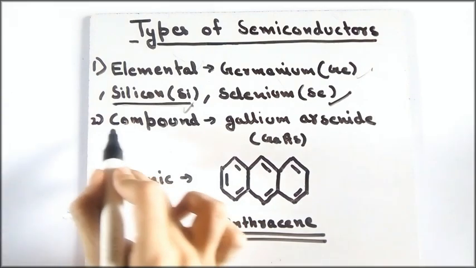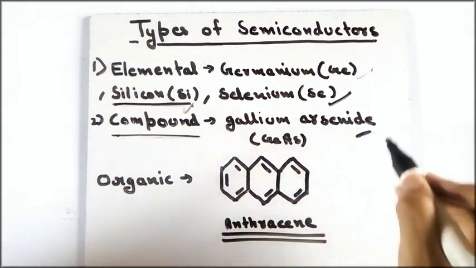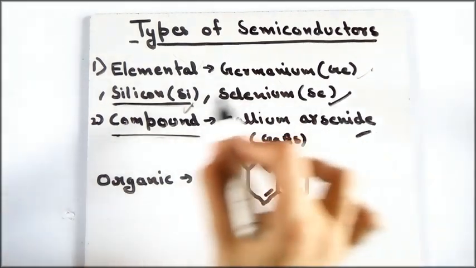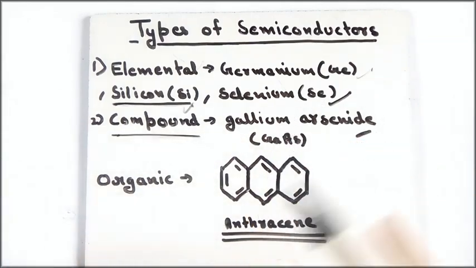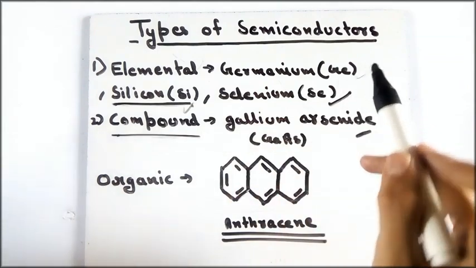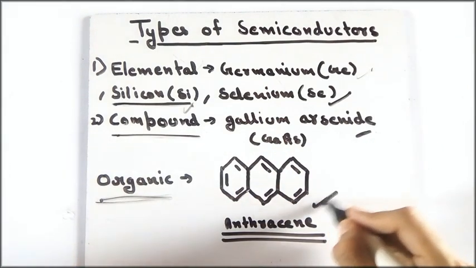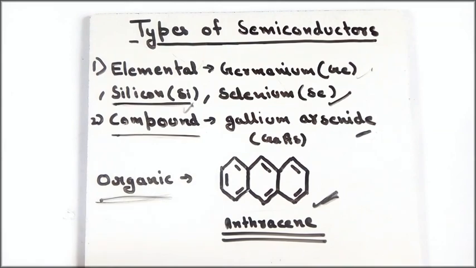Now there are compound semiconductors. For example, gallium arsenide, GaAs. This is a compound semiconductor, which contains two or more elements. Now these were inorganic semiconductors. There are also organic semiconductors, for example anthracene. Anthracene is an organic semiconductor. So these were the types of semiconductors.